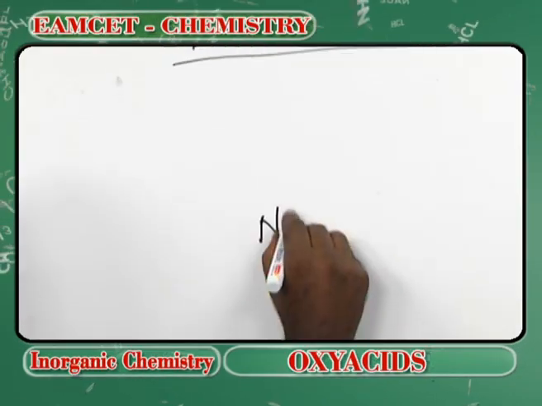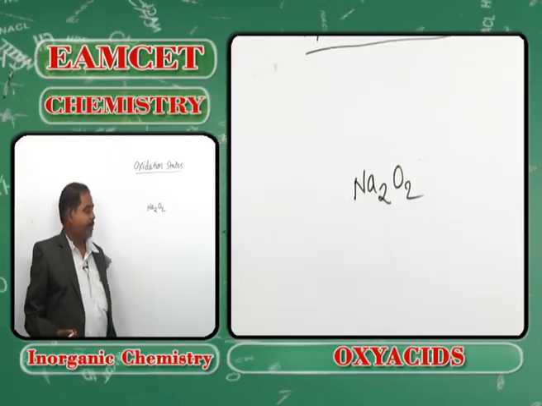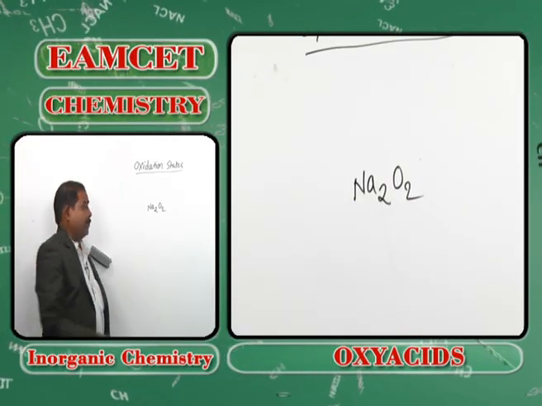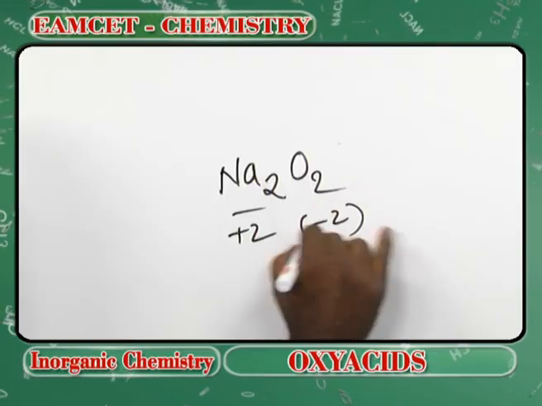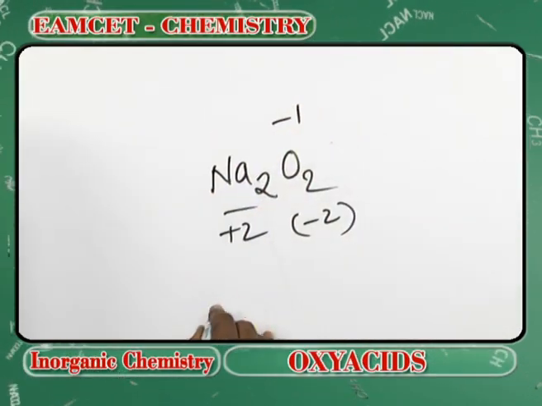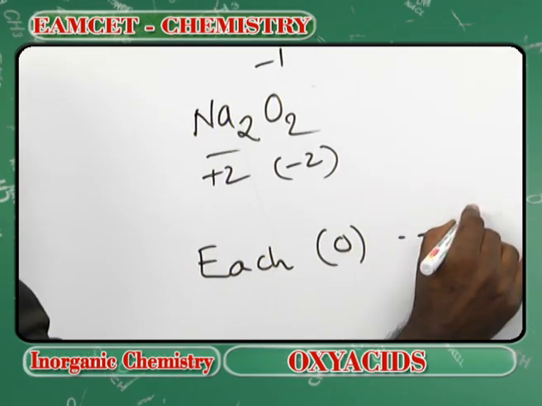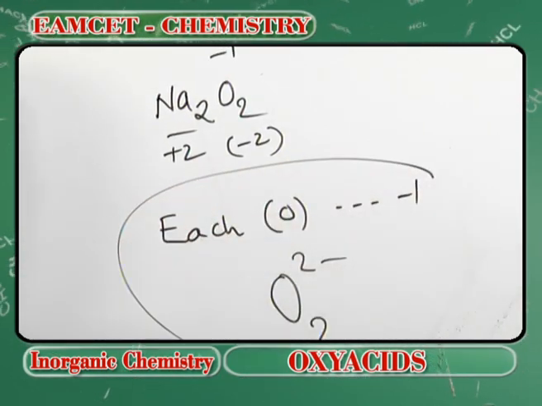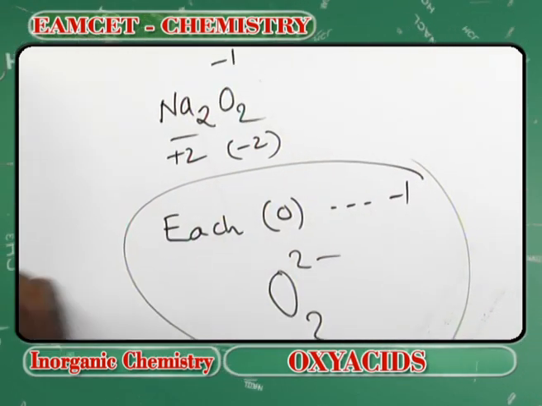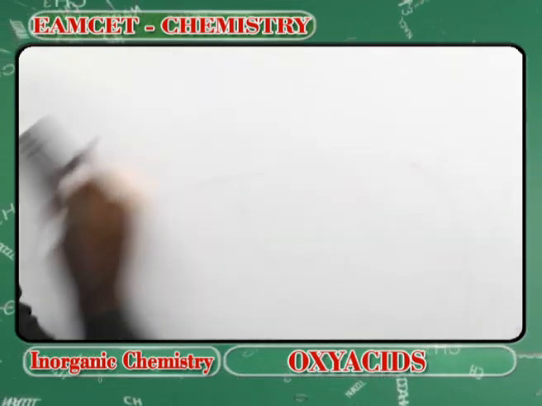What about Na2O2? Would it be a peroxide? Check. Sodium fixed, +2. 2 oxygens, -2. Each oxygen, -1. Or O2 2 minus. These both will indicate this is sodium peroxide. Sodium peroxide.